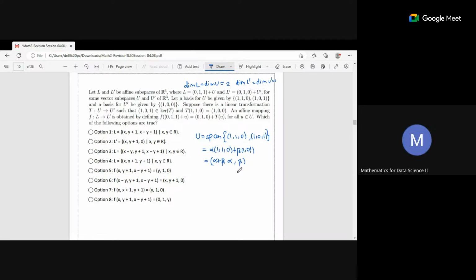Okay, fine. So now U is equal to the span of these two vectors.